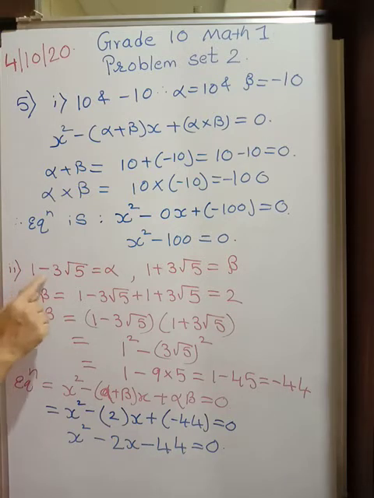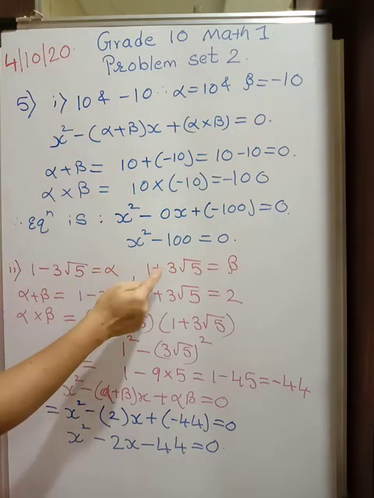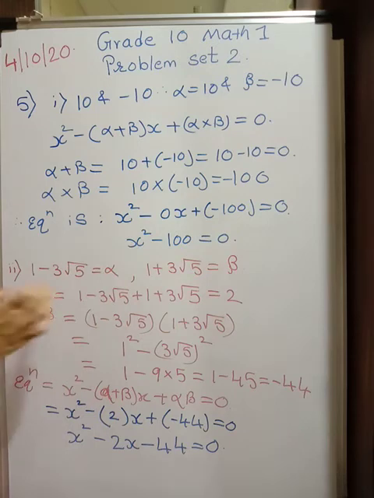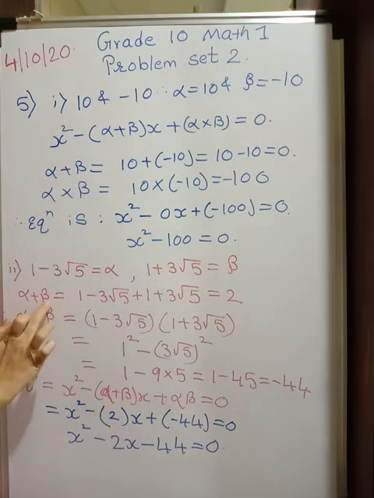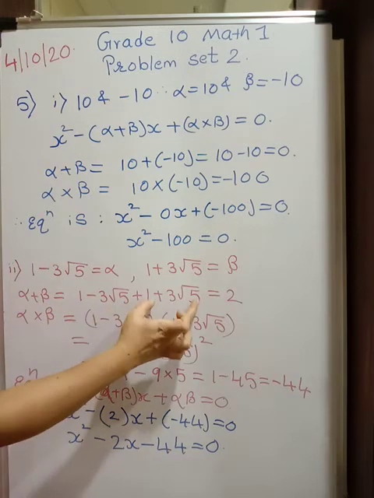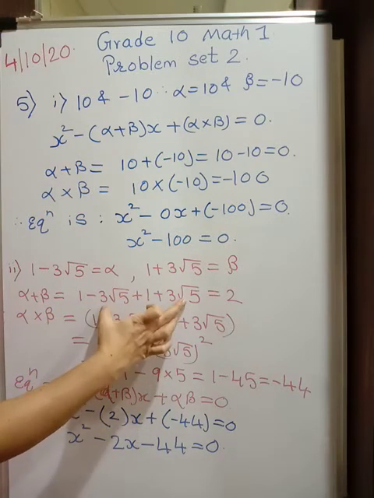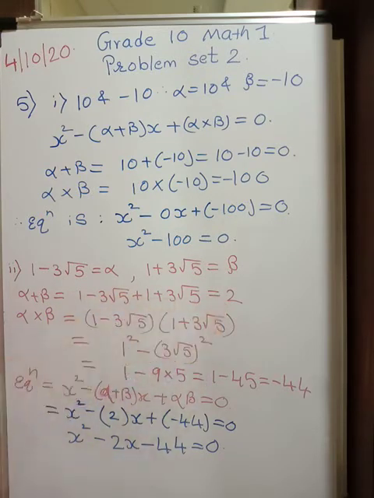Now one root is 1 minus 3 root 5 and the other root is 1 plus 3 root 5. Let this be alpha and this be beta. We have to find alpha plus beta first. So this plus this: minus and plus will get cancelled, and 1 plus 1 will be 2.